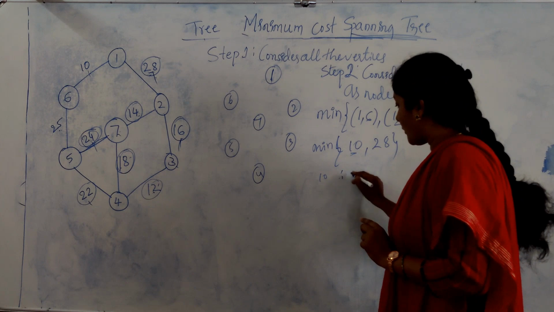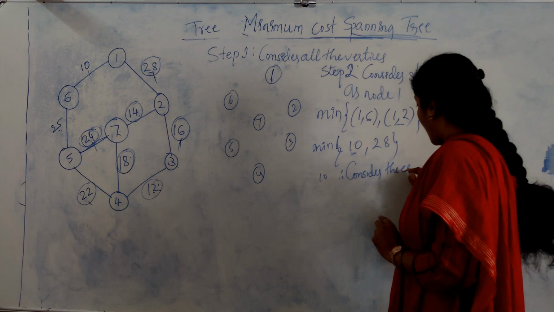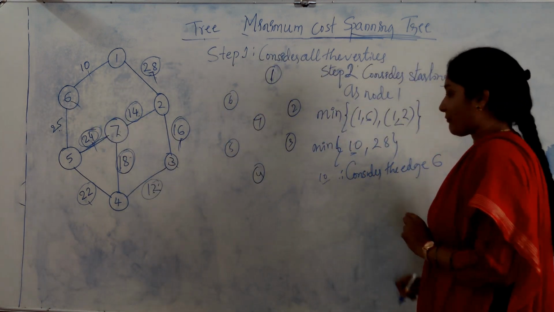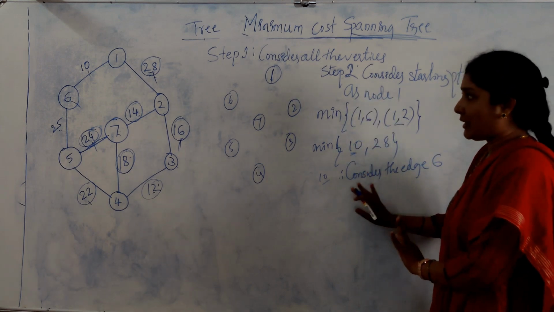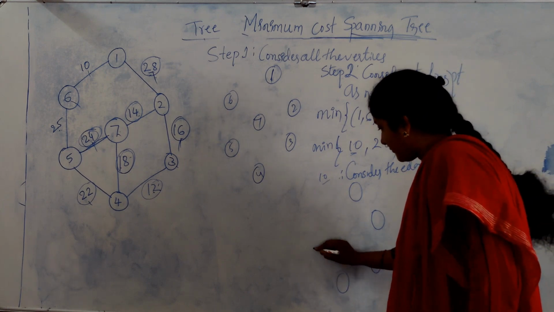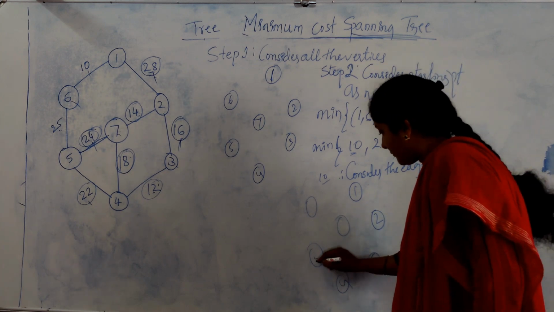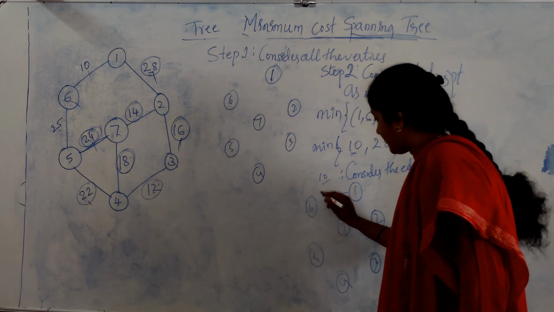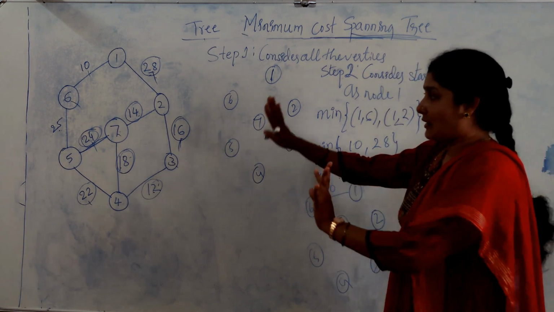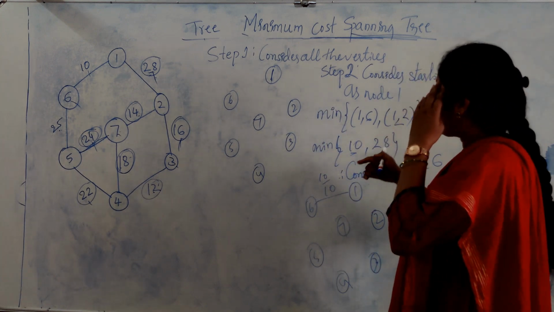Okay. Therefore, consider the edge. Which edge now? 6. So, the second step will be like this. So, this is our second step. Means the whole scenario I am explaining in step by step now. Okay, second step is over. Now, the third step.